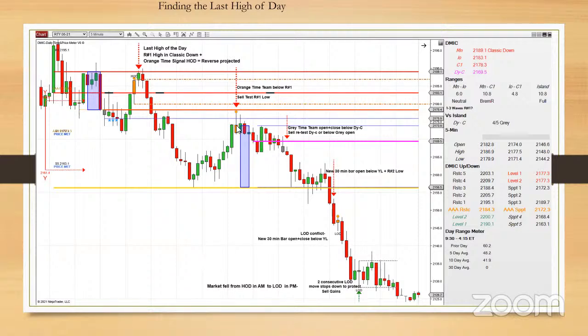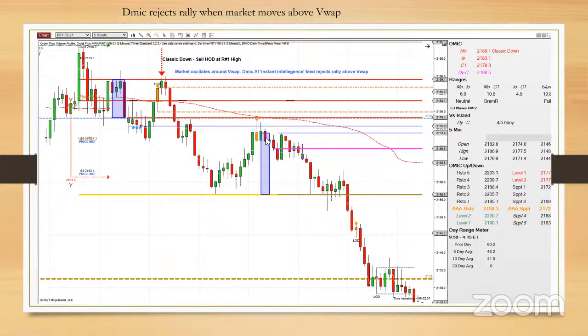The next PM orange time team signal opened below the R1 low, projecting a sell opportunity at the R1 low price. The R1 low, as we know, is a defensible line, and the market fell about 35 points when the market retested scaffold low, R1 low, at the orange time team signal. A sell continuation followed when the next gray bar was below the DYC line. The early HOD signal in the AM session up here was the last high of the day.